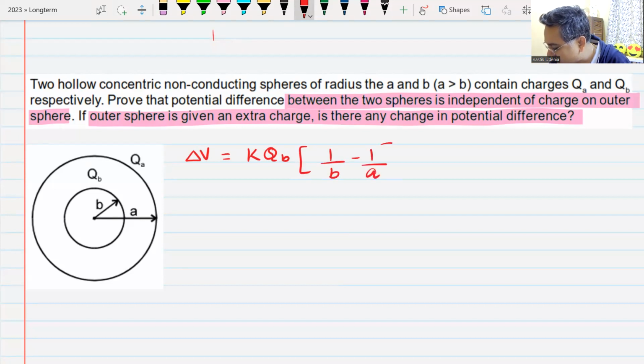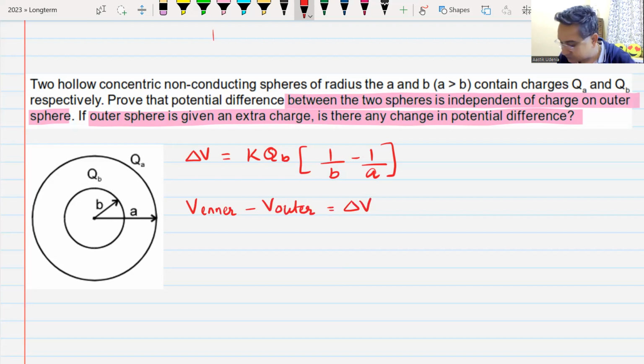Yes or no? I have done V of inner sphere minus outer sphere. Yes or no? You will get this or not? Yes or no? Yes, sir.